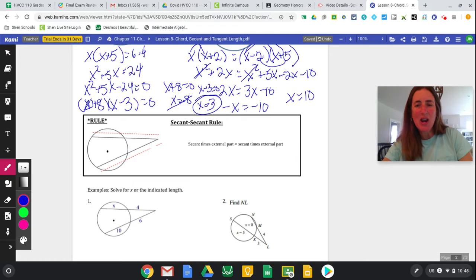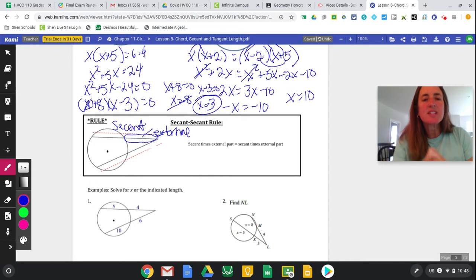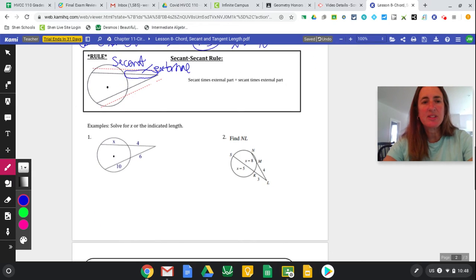Secants are segments that come from an external point and go through the actual circle in two places. So here I have this external. Okay, so this whole thing is the secant. The external is the part that comes from the outside and goes right to the circumference. So this piece is the external. So if you take the whole entire secant and multiply its external part by it, it would equal the secant on the other side times its external also. Okay, let's look at some examples here.